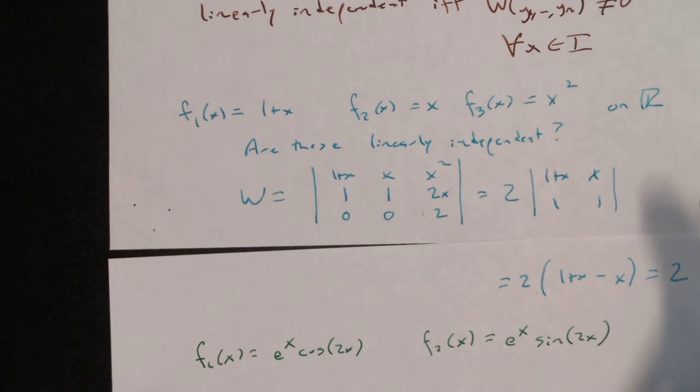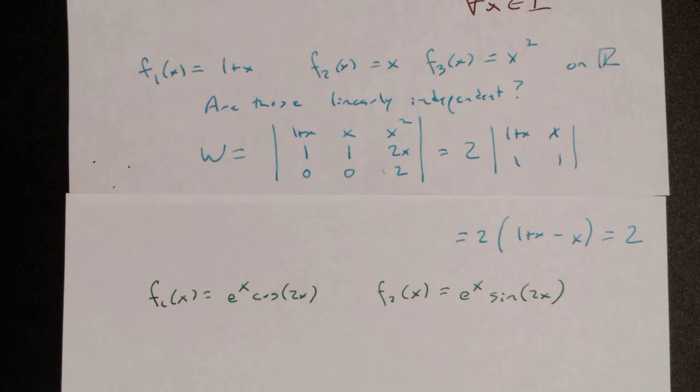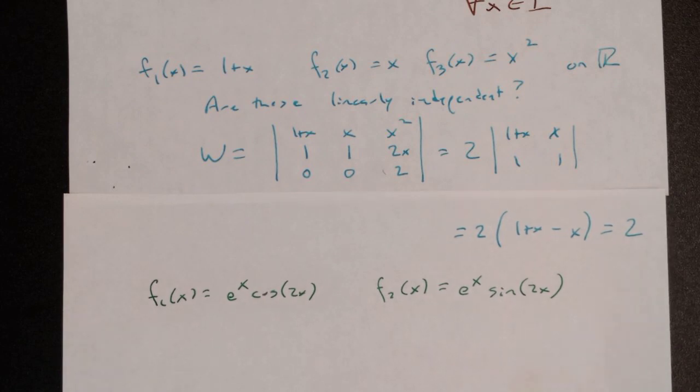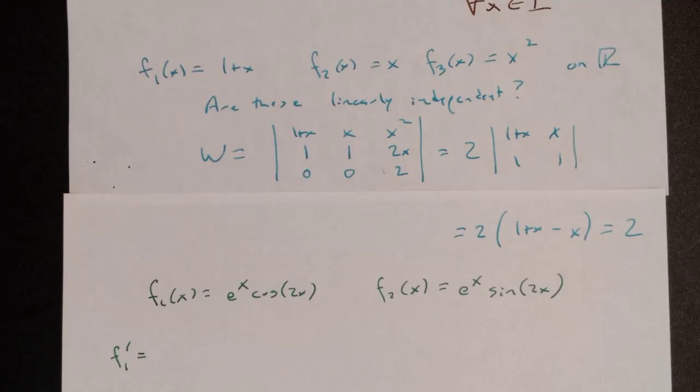I could ask the same question here. The problem is I have to write down the derivatives. What is the derivative of e to the x cosine 2x? See, this is why we do all these stupid derivative rules in Calc 1, because that's product rule and chain rule.